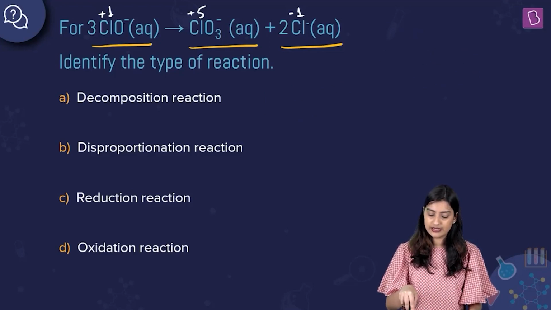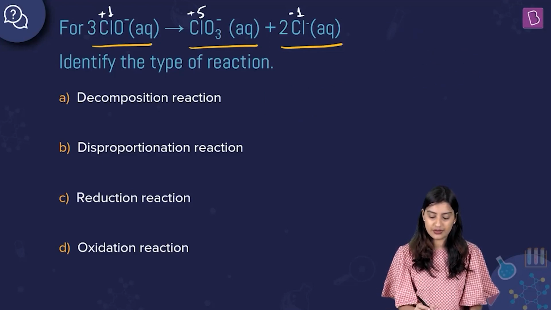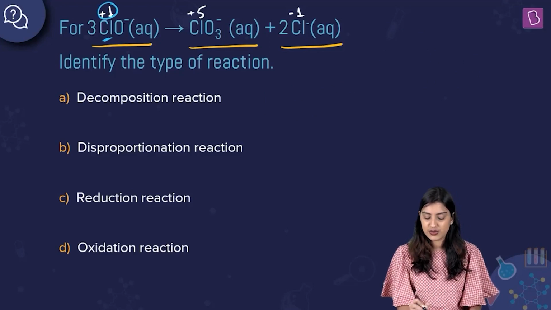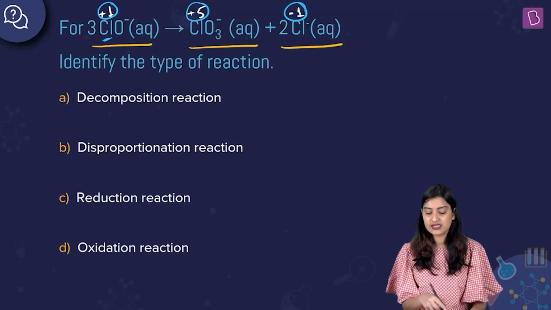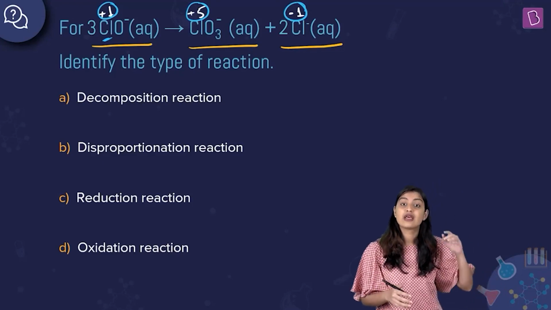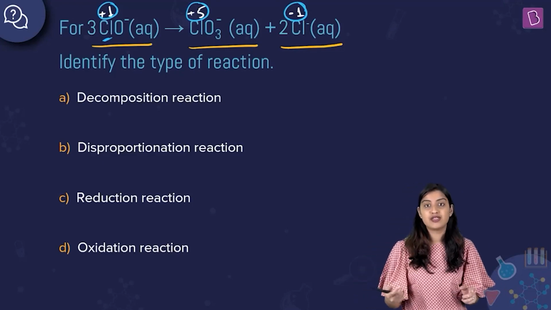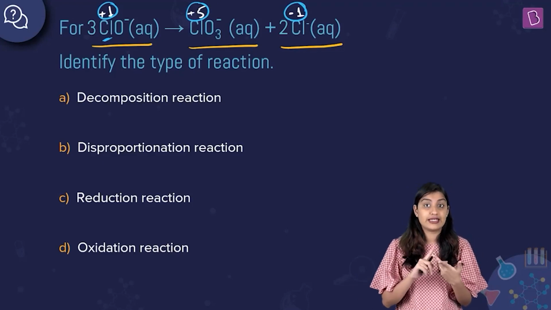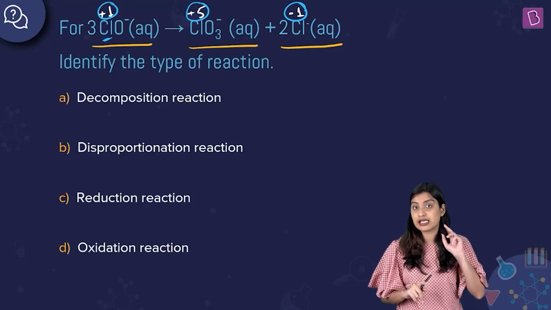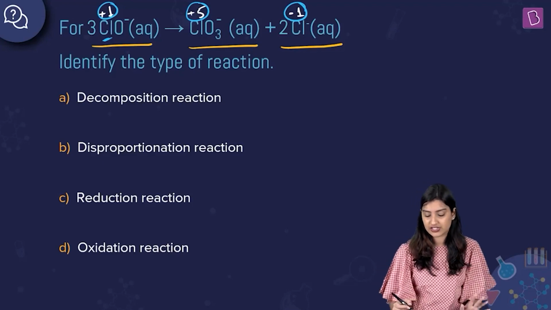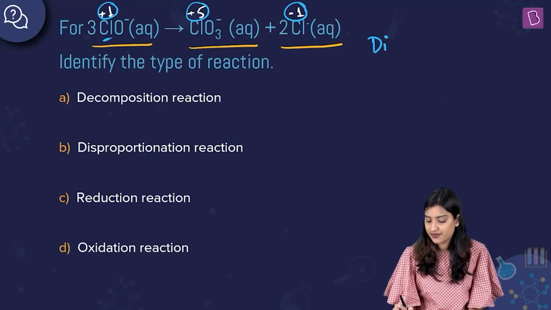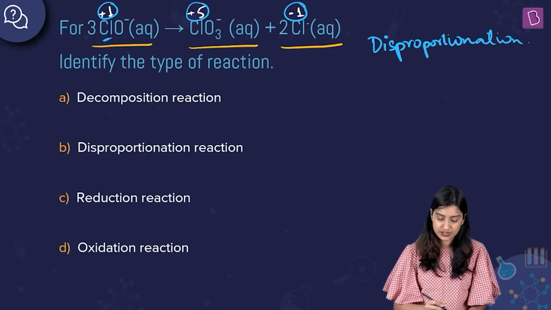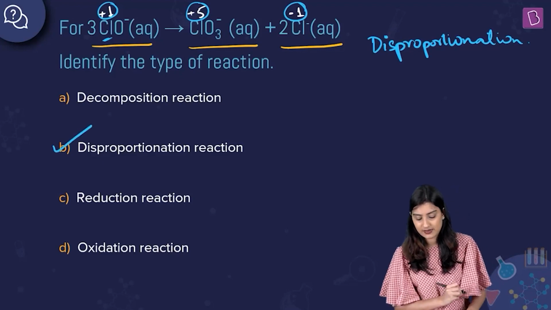Now you can see that chlorine is going from +1 to +5 and +1 to -1 simultaneously. So +1 to +5 is oxidation, +1 to -1 is reduction. So chlorine is undergoing reduction and oxidation simultaneously in the same reaction, in the same step. What is this sort of a reaction called? This is called a disproportionation reaction, which means option B is the right answer to this question.